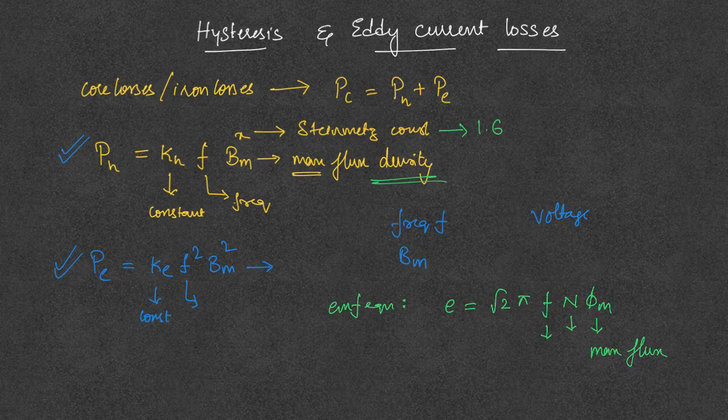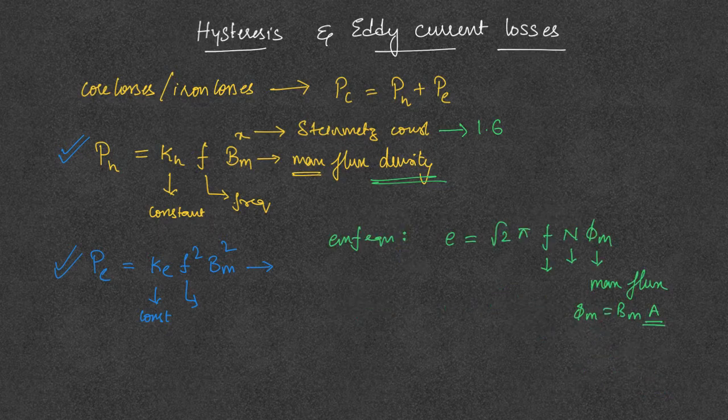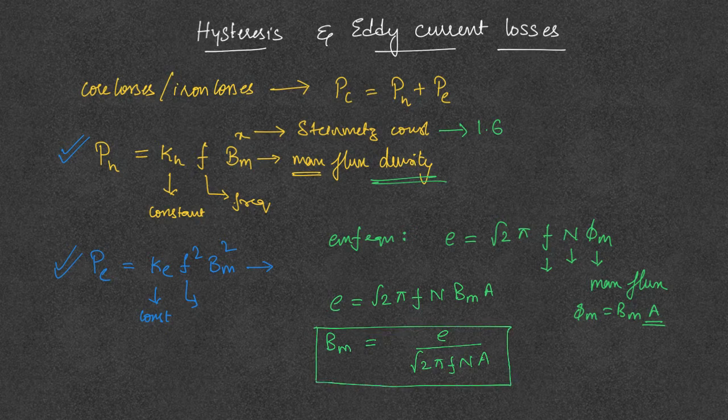And phi M is given by Bm into A. What is A? A is the cross sectional area of the core. So E you can write as root 2 pi F N into Bm into A. So we can write Bm is equal to E by root 2 pi F N A. So this expression for Bm you can substitute in both these equations, so that you can get the hysteresis and eddy current losses in terms of the voltage.